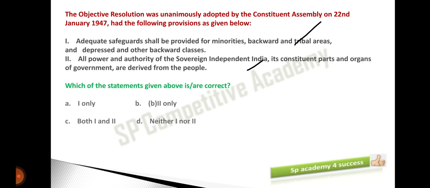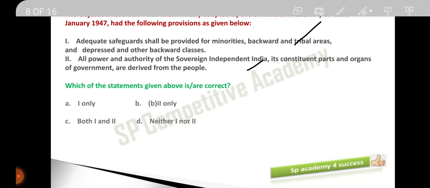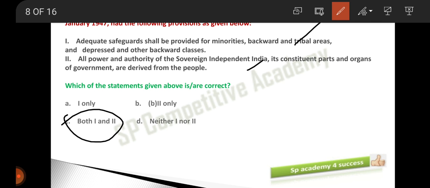Means adequate, it is regarding the safety of the minorities, backward classes and the tribal areas, and the sovereignty of the independent India, and that is derived by the people. Clear? So both the above answer for this is option C. C is the right answer for this particular question.